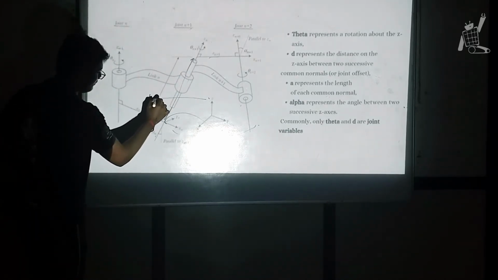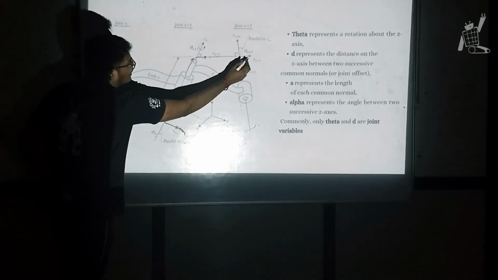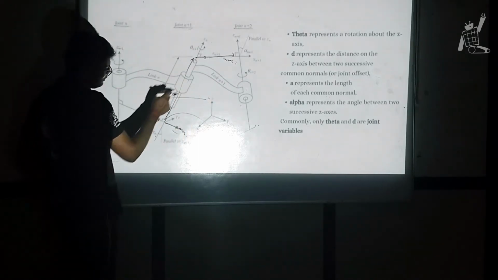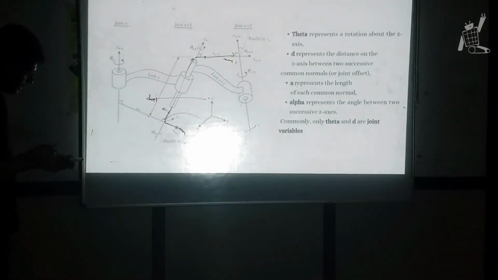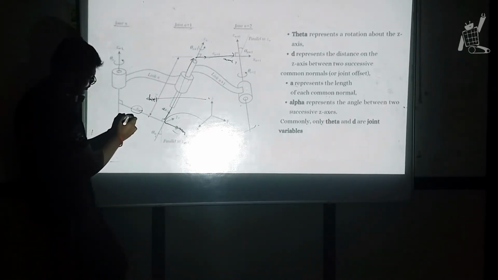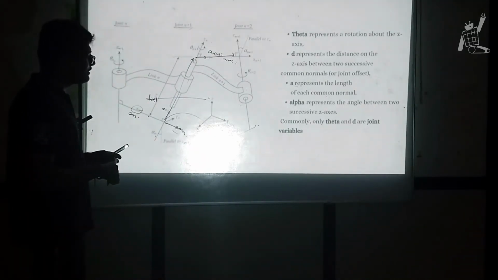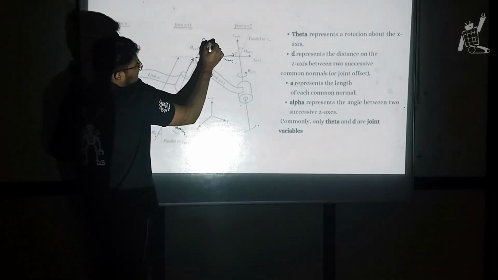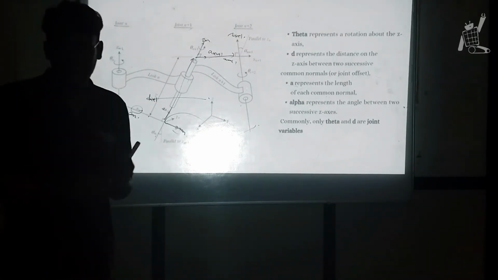d n plus 1 is this distance. This is xn, this is xn plus 1. So the distance between them along the z-axis is d n plus 1. Next is a. a is the length of the common normal. We discussed that the length of the common normal is the distance between two x-axes. So this is a n plus 1. Alpha is the angle between two z-axes. This is the z axis and this is the n plus 1 axis. So these are the 4 parameters that are involved in a DH matrix.